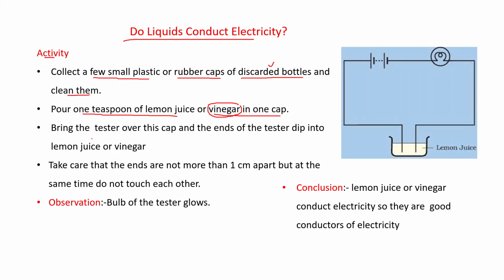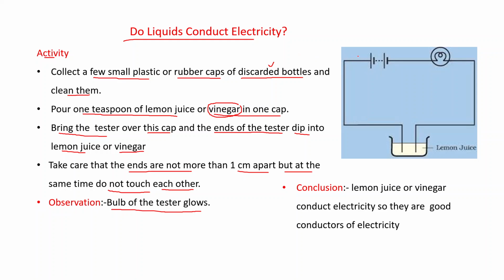Now bring the tester over this cap and dip the ends of the tester into lemon juice or vinegar. Take care that the ends are not more than 1 centimeter apart, but at the same time do not touch each other. Then observe. You will see that the bulb of the tester glows.